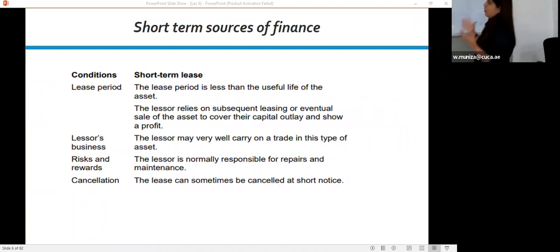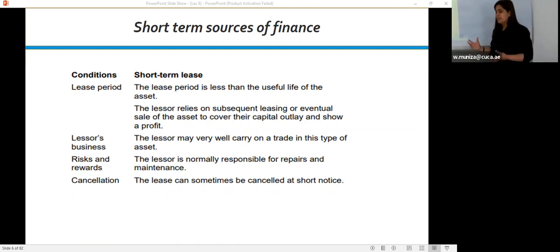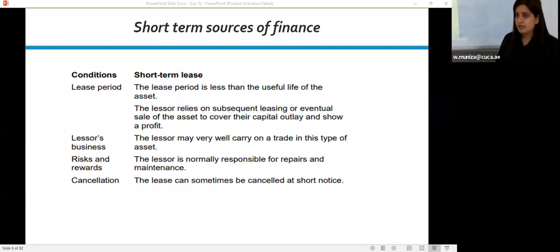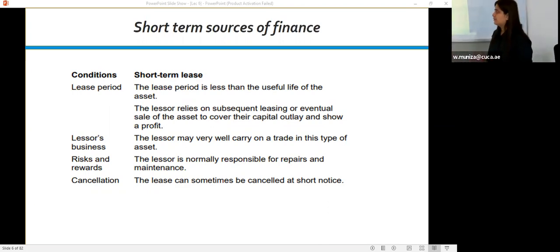So they say about the short-term lease, what are the normal conditions involved in the short-term lease? My dear students, a lease is the same as rent, because it works on the basis of rent. Maintenance and overall liability of maintenance lies on the owner of the property. The person who is going to use the property or the asset will be giving the specified rental payments to the owner. If it is a short-term lease, then obviously it is going to last for less than 50 years. So the lease period is less than the useful life of the asset.